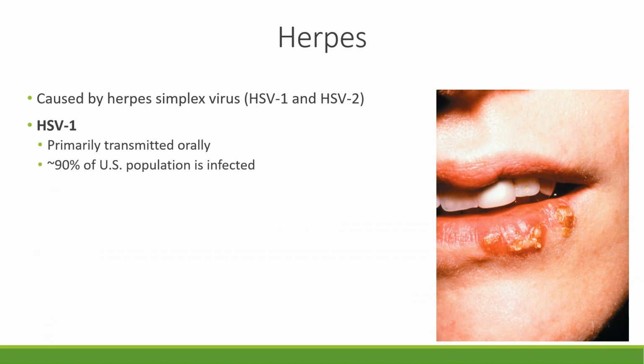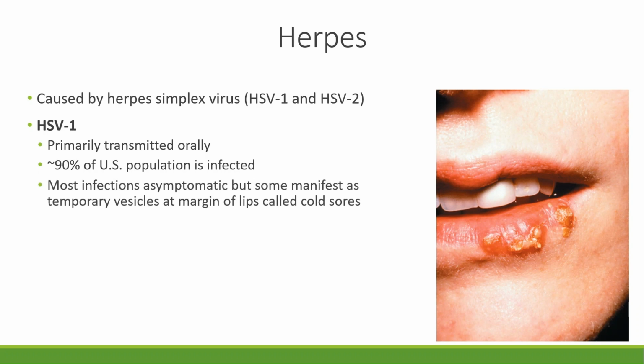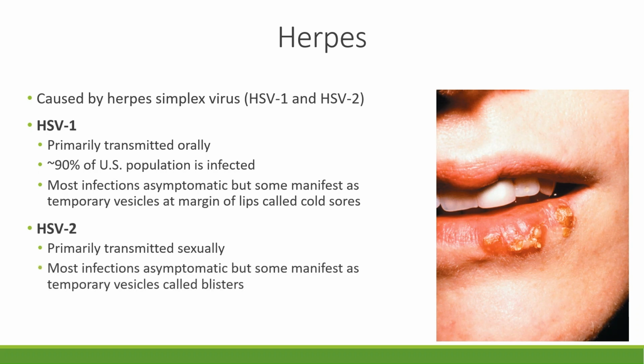And there are some pretty interesting stats out there that say about 90% of the US population is infected. Really just depends on what figures we're looking at here. Most people with these infections are asymptomatic, but some manifest as temporary vesicles at margins of lips, and this is what we call cold sores. Now, HSV2, this one is transmitted primarily sexually, and most infections are asymptomatic, but some can manifest as temporary vesicles called blisters in the genitalia regions, although it can occur in other areas like orally as well.